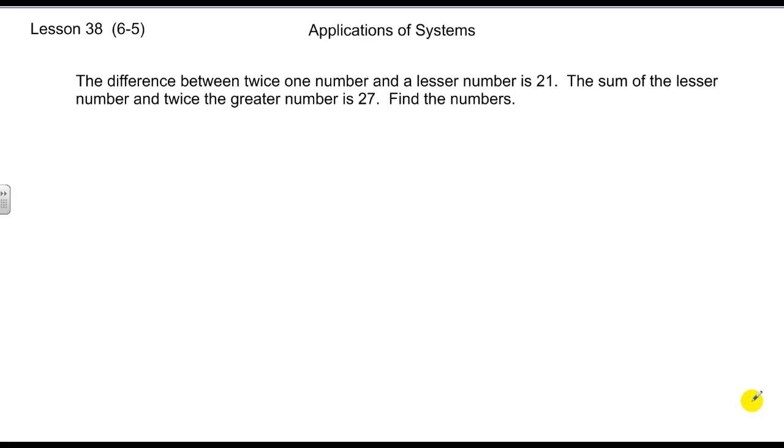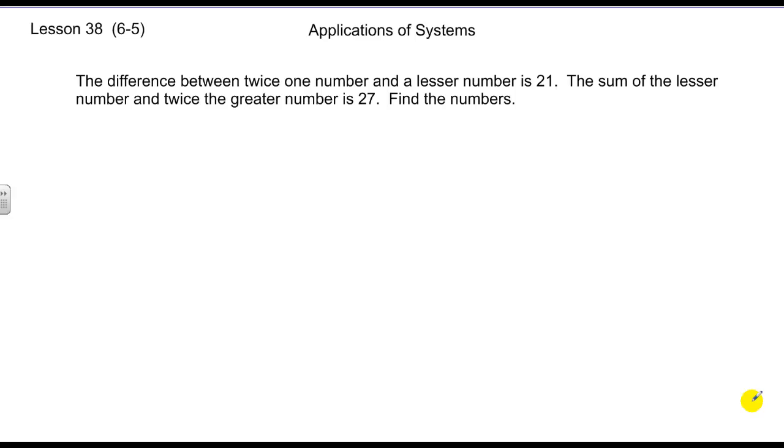Today we're going to look at applications of systems, in other words, word problems. Now, a lot of the times, my idea is if you can solve a word problem with one variable, go ahead and do it. Some problems lend themselves easier to two variables, and those are the types we're going to look at right now.